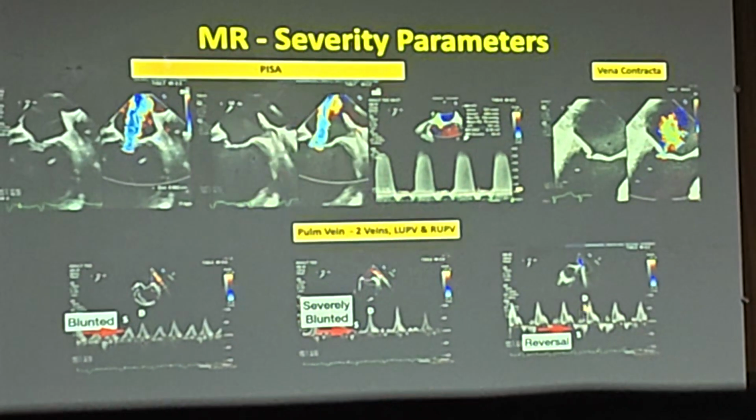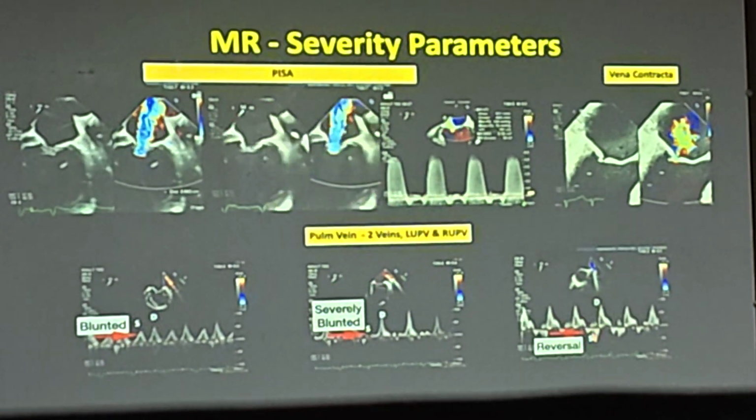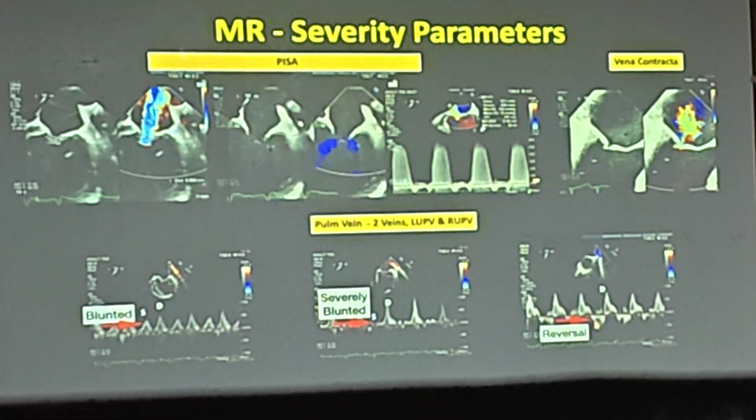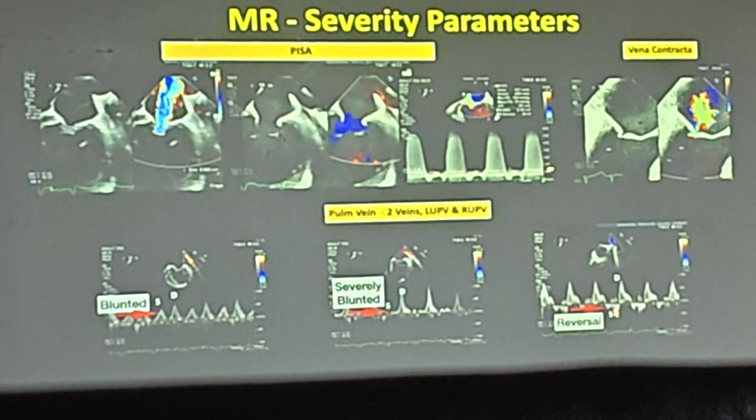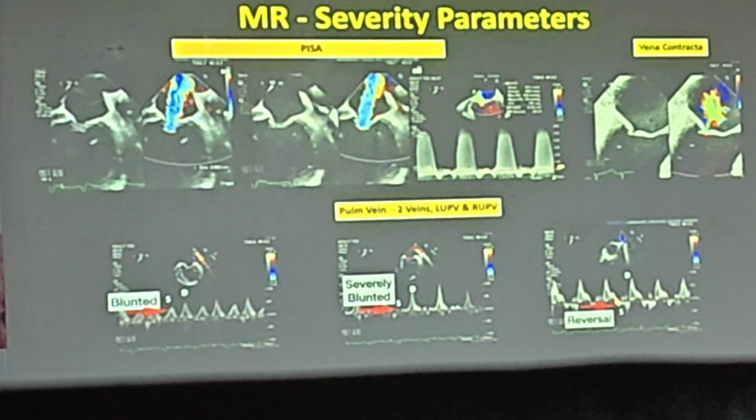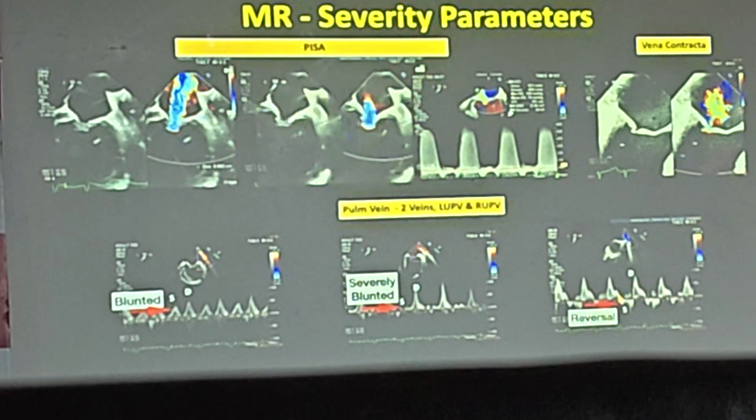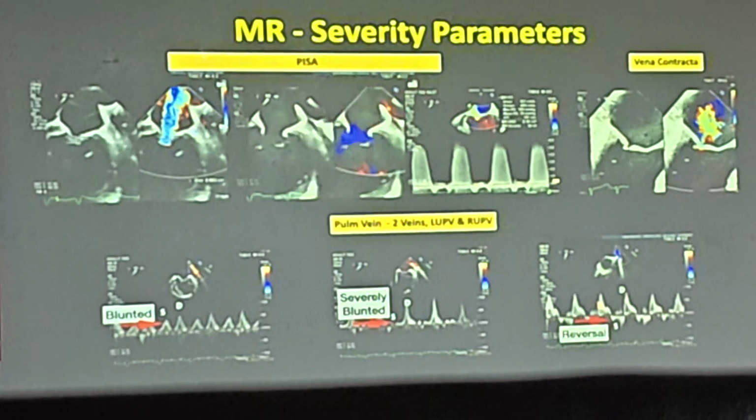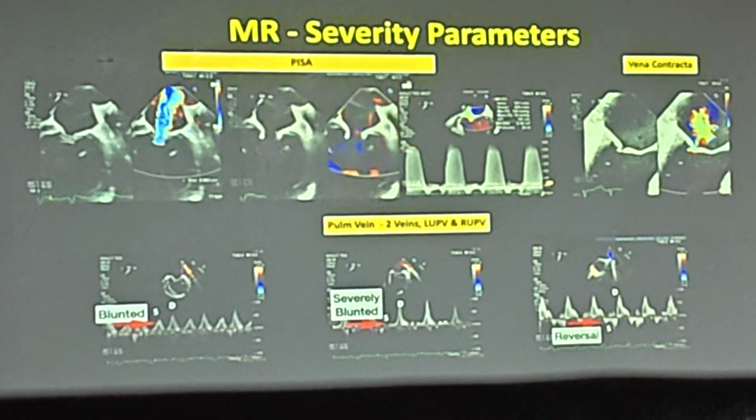And at some point, the flow cannot enter from the pulmonary veins into the left atrium, and it starts to reverse here. So this is the reversal, which is a sign of severe MR. And for severe MR, it has to be two pulmonary veins, the left upper pulmonary vein and the right upper pulmonary vein, especially when they're eccentric. Do not rely on only one pulmonary vein. So make sure that you do it on both. Understanding the pulmonary vein helps you to a large extent in knowing what's happening.